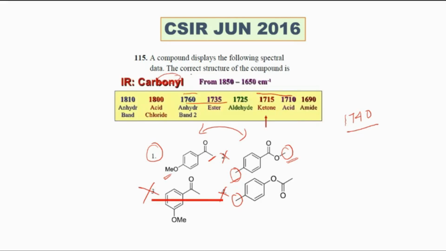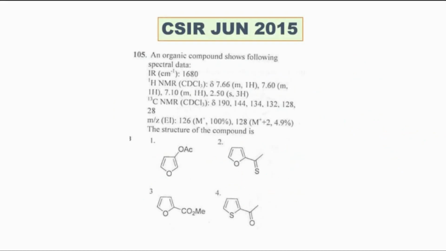So for IR, ketone is 1715. If I have conjugation with the ketone, what will happen? For a ketone in conjugation, the double bond C=O character will change towards single bond C-O character. The vibration frequency will decrease. So that is why we can rule out this option. This ester is not possible. Okay. Now tell me this.